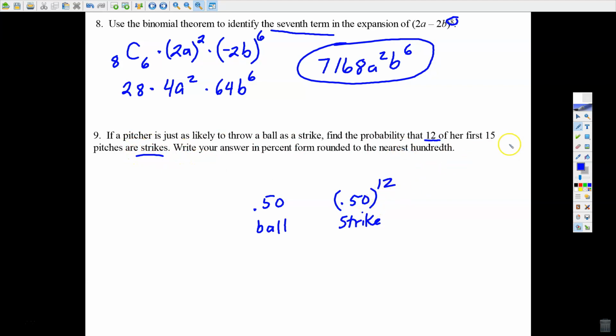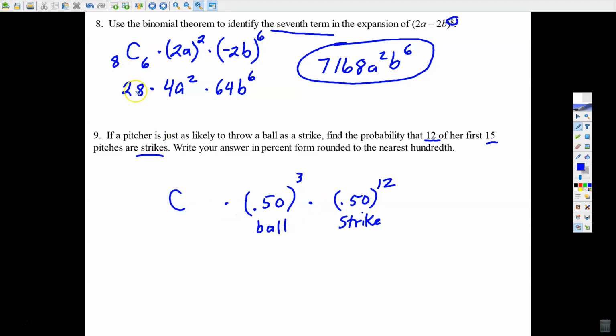Easy to remember. And I'm throwing 15 pitches altogether. So if I throw 15 pitches and 12 of them are strikes, that means 3 of them have to be balls. So these two exponents should add up to the total number of whatever the problem says took place. And this is all being multiplied together, just like we did up here. This is just one term of a binomial expansion.